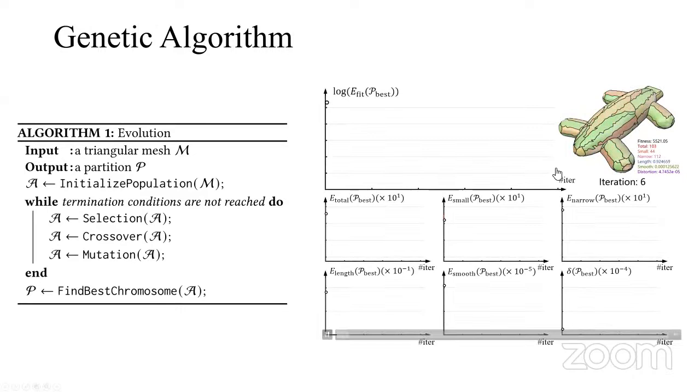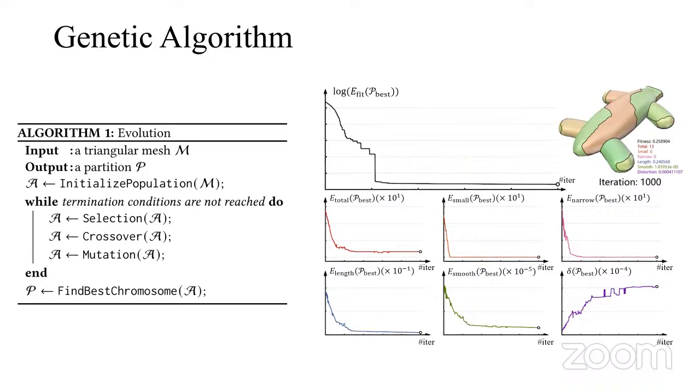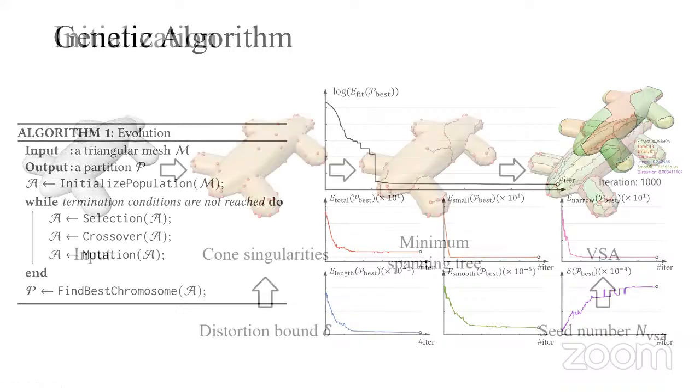Here we show a video to illustrate the genetic algorithm. The genetic algorithm starts from an initial population consisting of many chromosomes. Then it performs the genetic operations, including selection, crossover, and mutation, to evolve the population to find a chromosome with a small fitness value until termination. Next we will introduce the genetic operations.